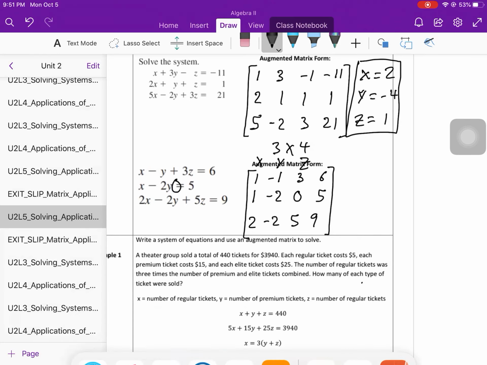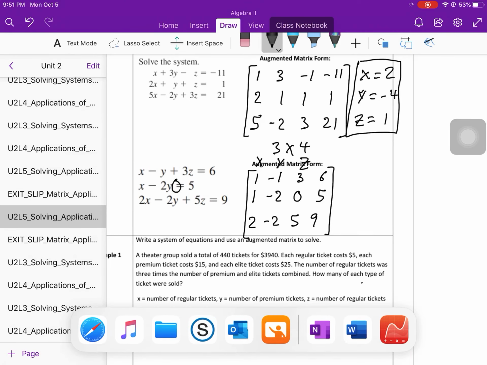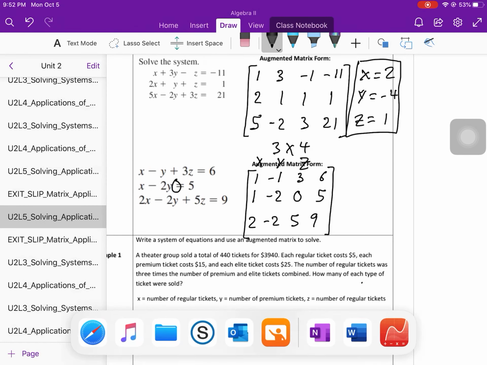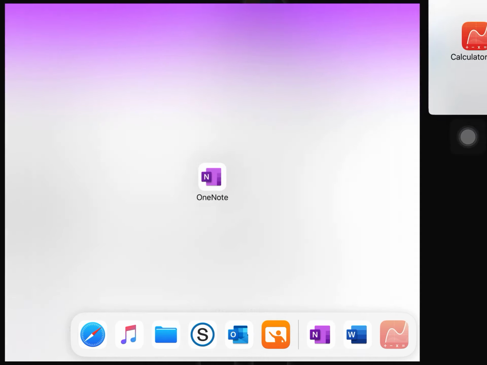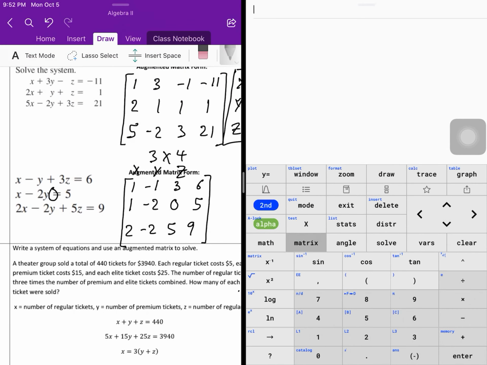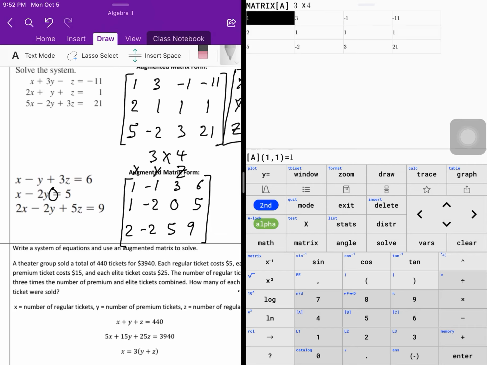All right, so now I've got to go back to calculator, pull that up here. There we go. So I go back into calculator. I'm just going to clear this out. I'm going to hit matrix and I'm going to go over and edit. I'm just going to use that same 3x4. So type in your numbers.